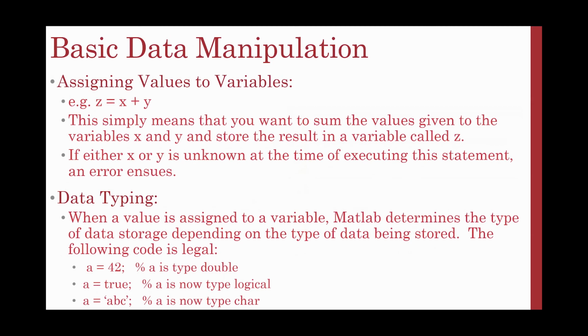And then we have data typing. When a value is assigned to a variable, MATLAB determines the type of data storage depending on the type of data being stored. So for example, if I type A is equal to 42, it's going to store it as a numeric type double, which just has to do with the number of decimal places. If I say A is equal to true, it's going to store it as a logical variable. If I say A is equal to ABC, I'm now storing a character string. So your variable A can be any type depending on what you actually store into it.